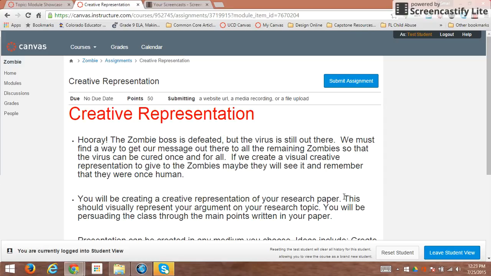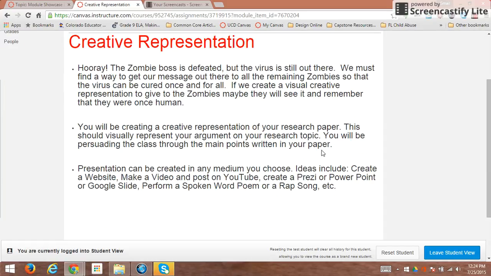So I think the creative representation part is going to move from those research standards to the speaking and listening standards, and also take it up a level in Bloom's taxonomy into creating something that they could share and making it a little bit more meaningful for them, but also make it somewhat of a fun project as well. Keeping that narrative going throughout.